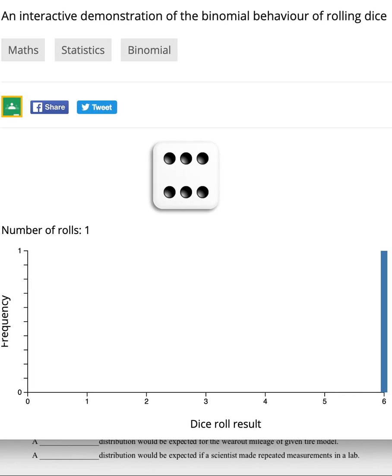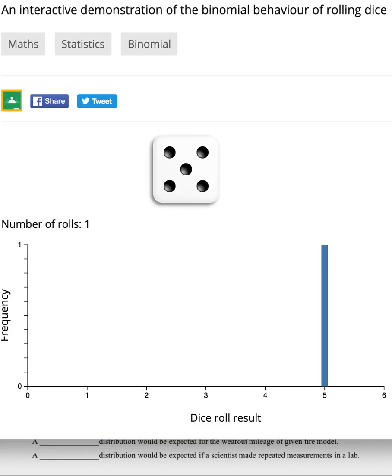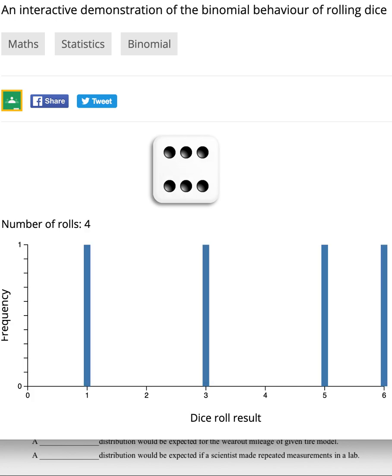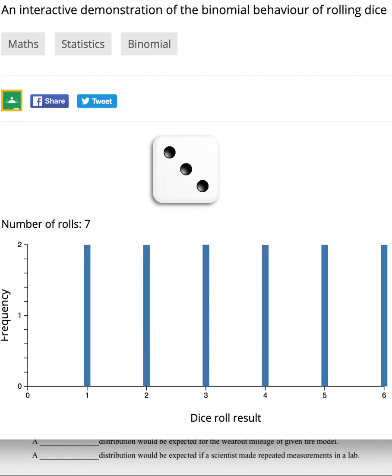Alright, now first, I'll just roll a single die. Now the first time we roll a die, we don't know what number is going to come up. In this case, it was a 5. So we put a bar at 5, representing that that face had occurred in the past. Now we're going to roll it again. And as we roll it, as you can see, different numbers are coming up. This time we got a repeat, 2 3s.